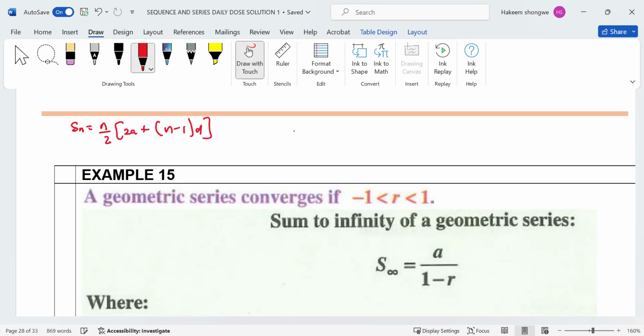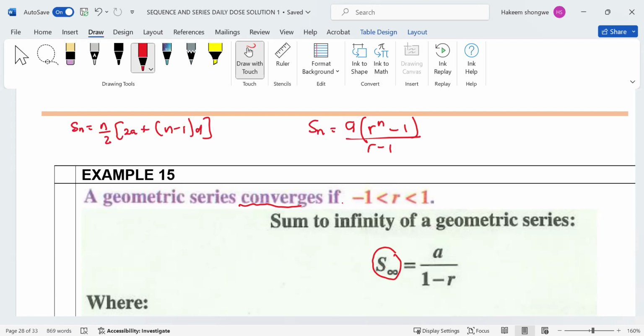And then we also have this one of Sn, which is going to be equal to a times r to the power of n minus 1 all over r minus 1. So this one works if we're dealing with geometric series. Now, the next thing that we're going to talk about is this one here. We are going to be calculating something called the sum to infinity.